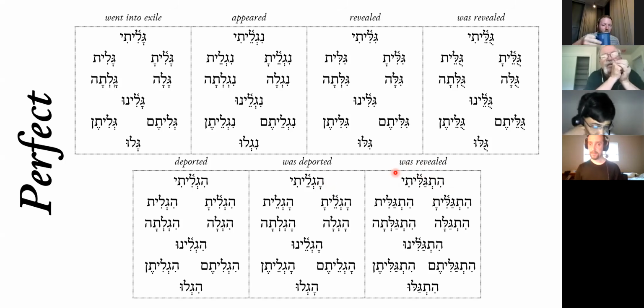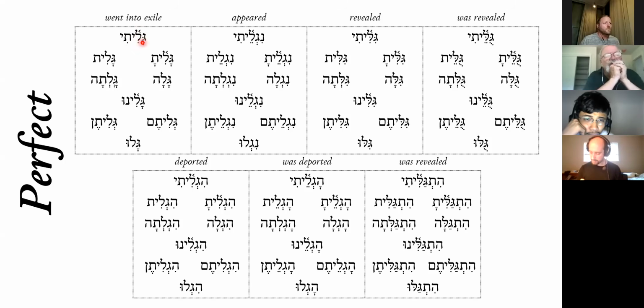Galiti, Nigleti, Giliti, Guliti, Higliti, Hogleti, Hitgaliti.